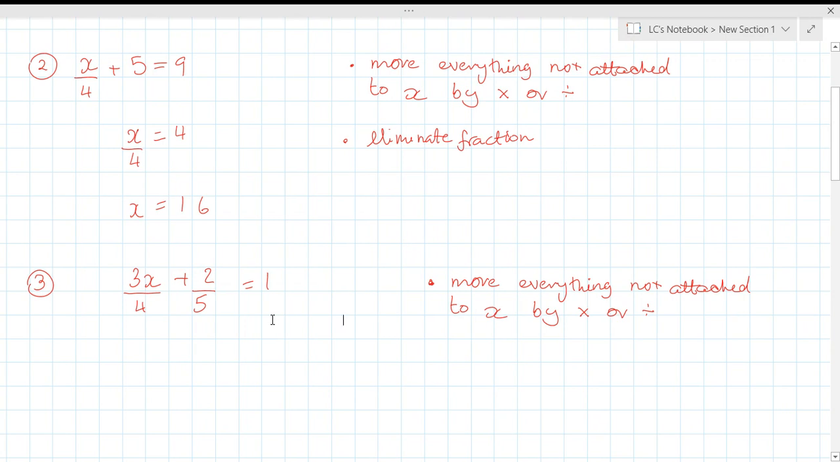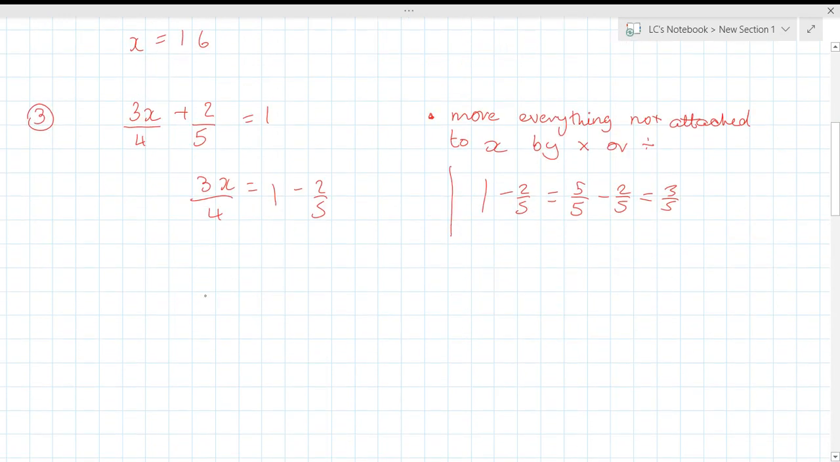Oh well. The 2 over 5 is coming over to the opposite side. So what we have is 3x over 4 is equal to 1 minus 2 over 5. Now, if you need to do the help line to do the work for the 1 minus 2 over 5, 1 is equal to 5 over 5. So that's 5 over 5 minus 2 over 5, which is equal to 3 over 5. So I'll just put this here. 3x over 4 is equal to 3 over 5.